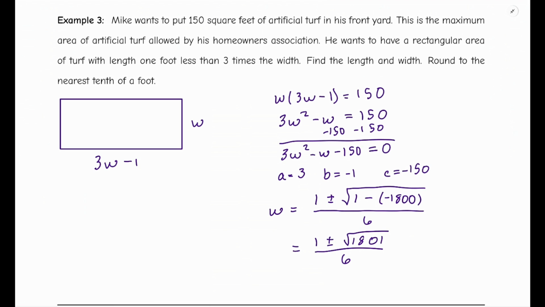Now I'm going to drop the negative sign because we can't have a negative answer. So then our answer is just 1 plus the square root of 1,801 over 6. And it says round to the nearest tenth of a foot. This comes out to be approximately 7.240, and the nearest tenth of a foot would be 7.2. Now for the length, which is 3 times W minus 1, so 3 times 7.2 minus 1, would equal 20.6.